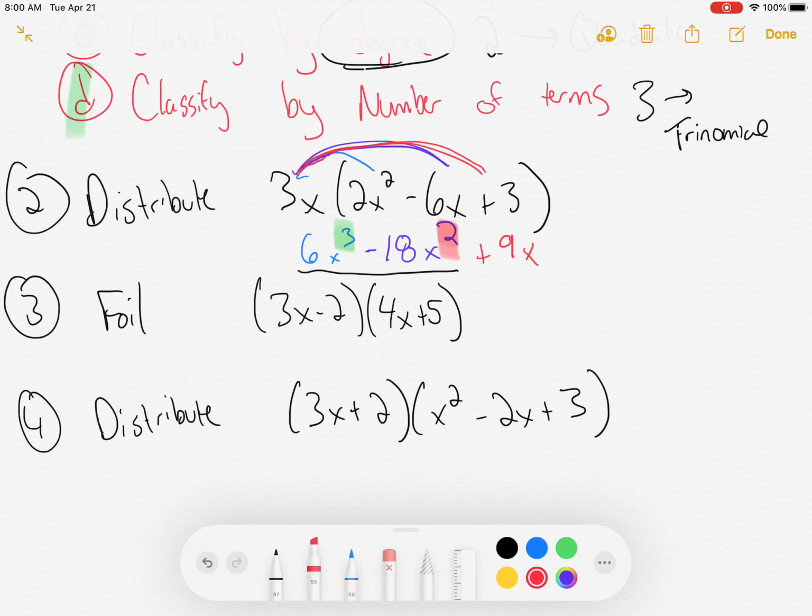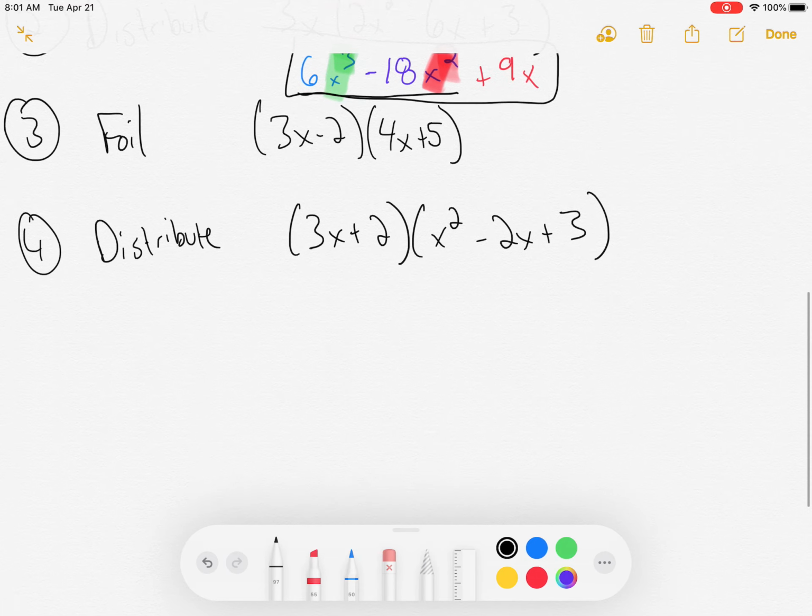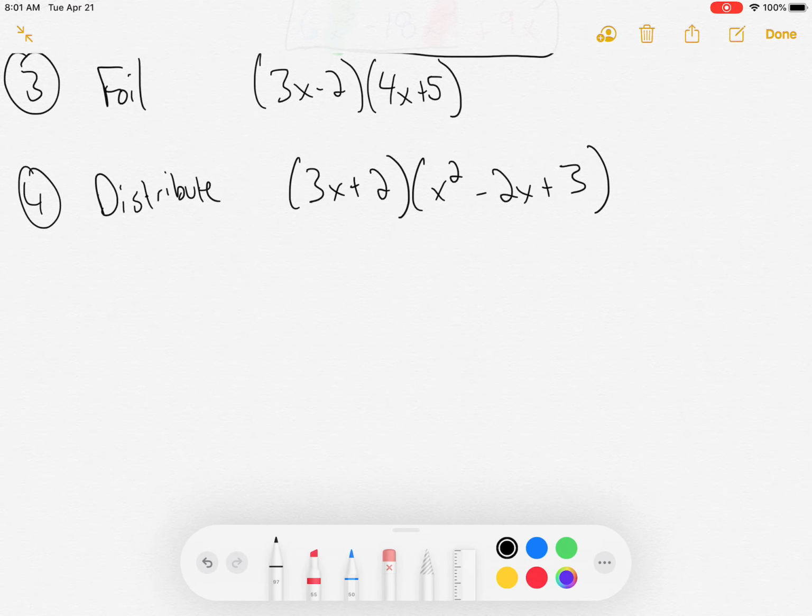We can only add and subtract things if they have the same letter with the same exponent. So they both have x's. This one has an x, this one has an x. That's okay. However, with that being said, the first one, the one that's highlighted with green, that one has a 3. This one has a 2, so you can't combine those at all. They are not like terms. So this is your final answer, actually. 6x to the third minus 18x squared plus 9x.